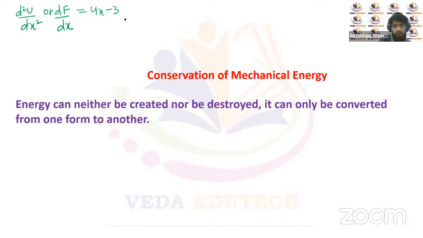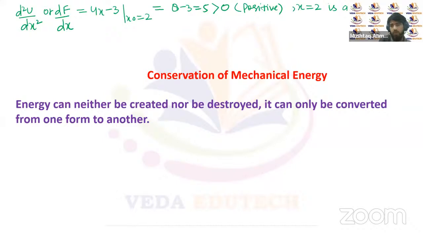Now for x equal to 2, this value comes out to be equal to 4 into 2, which is 8 minus 3, right? That's equal to 5, which is greater than 0, or we can say it's positive. So from here, we can conclude that x equal to 2 is a stable equilibrium position. It's a stable equilibrium point.